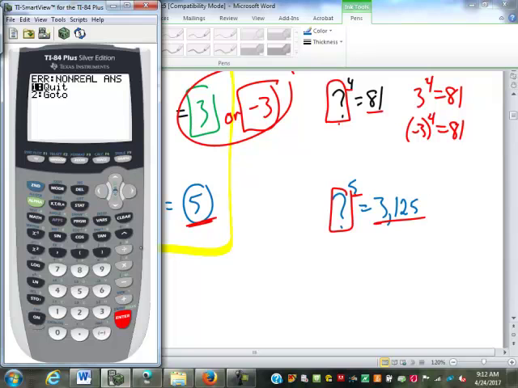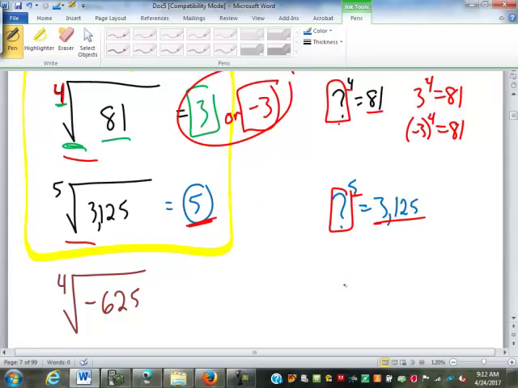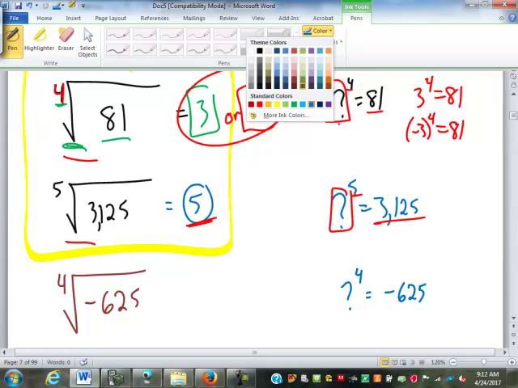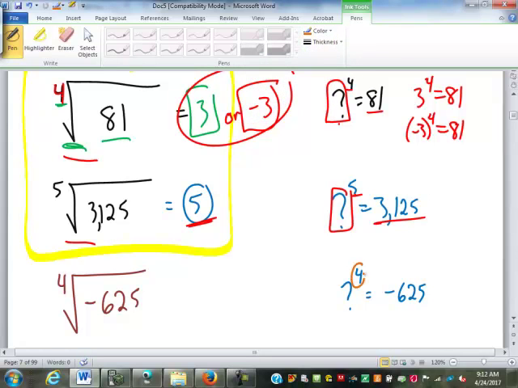It's going to tell me I did a bad thing. Give me error. Why did it do that? Well, because it's asking what number to the fourth power is a negative 625. Well, we know anything to the fourth power is going to be positive because it's an even power. So there is nothing that we can take to the fourth power and get a negative answer.